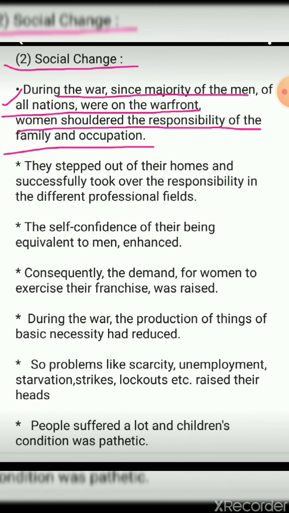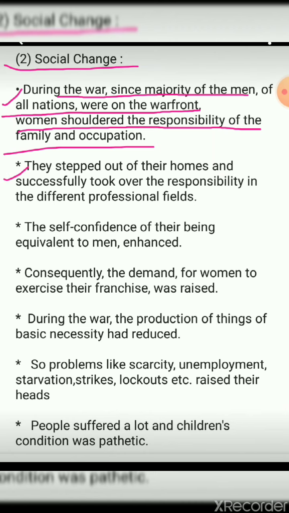Obviously, all countries were increasing their army, so more men were engaged in the war front. And who was looking after the families of the men? That is the women. So all responsibility of the family came onto the shoulders of whom? That is the woman. Even the family and occupation, meaning work. They were looking after the family, and they were also working. Who were working? That is the women, and that drastic change was being seen.